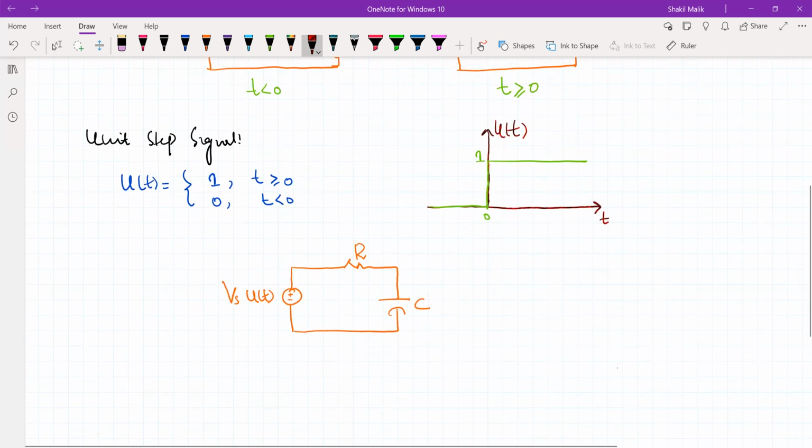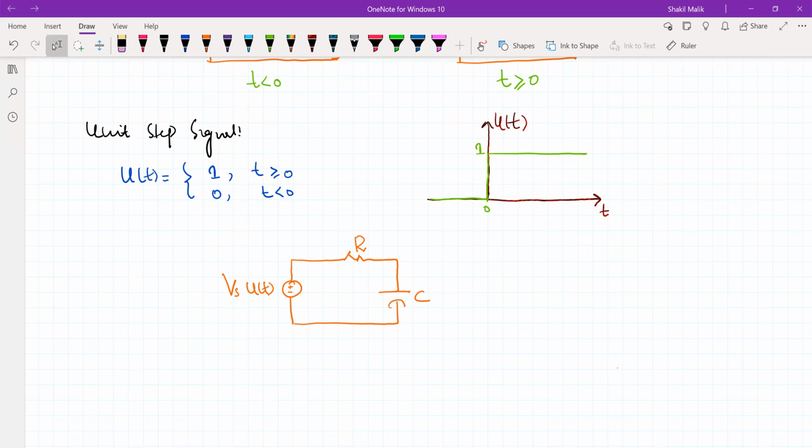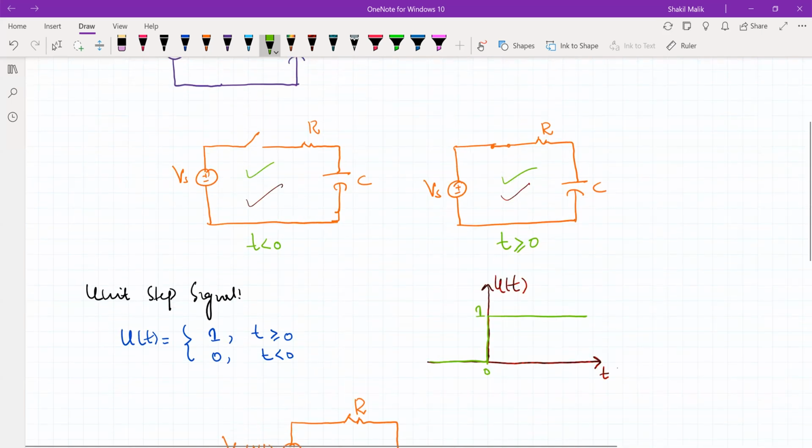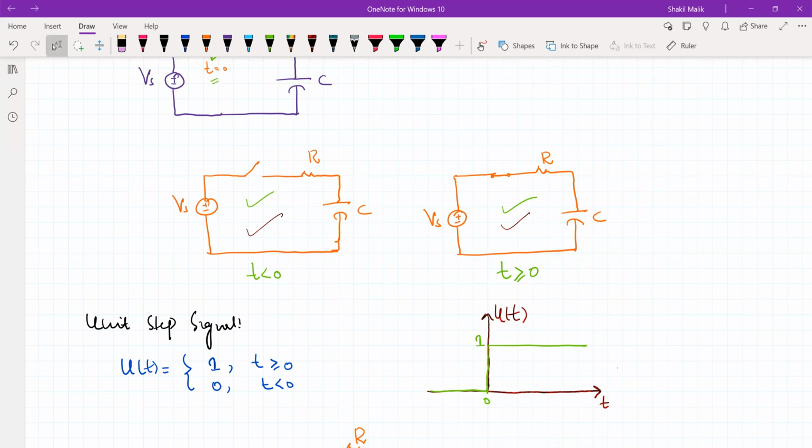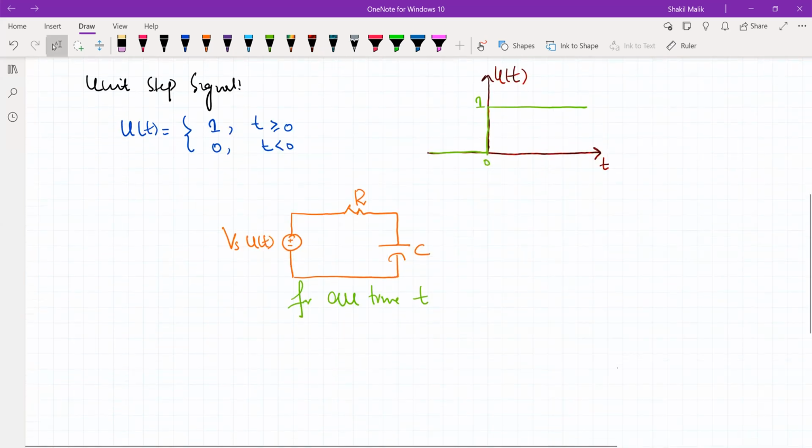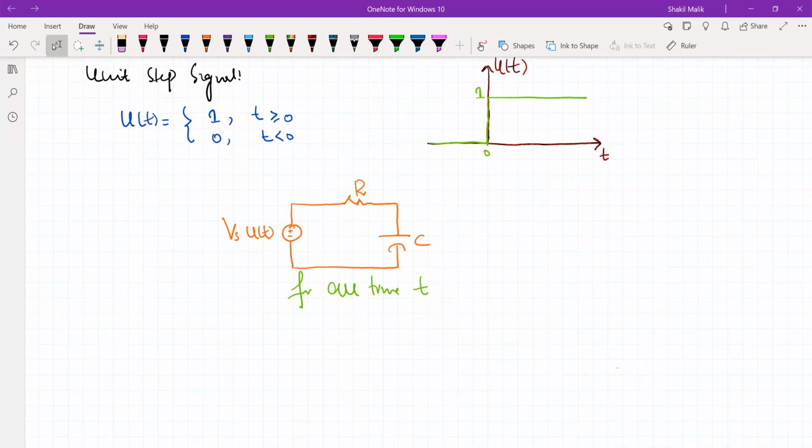Means this circuit now is valid for all time t. So this circuit is valid for all time t, and we can do the analysis of this circuit for all time. So that's how we can replace this turning on and off of a switch by simply using this unit step signal.